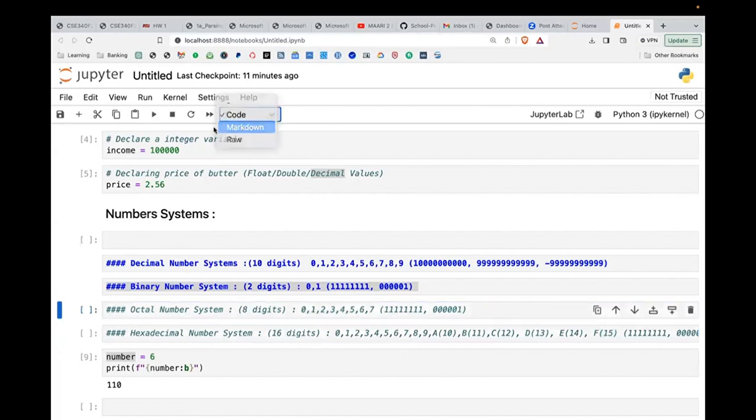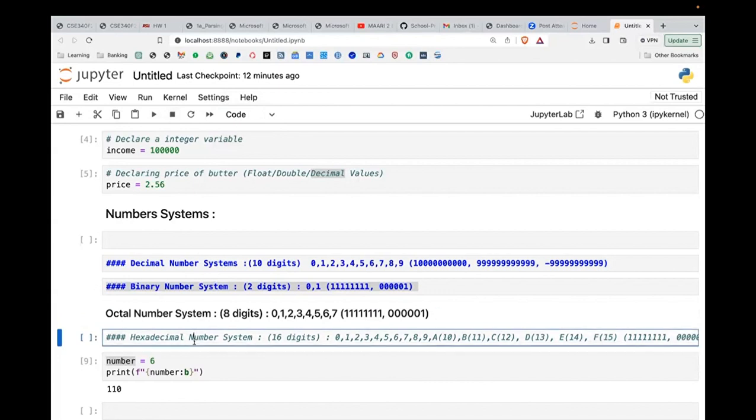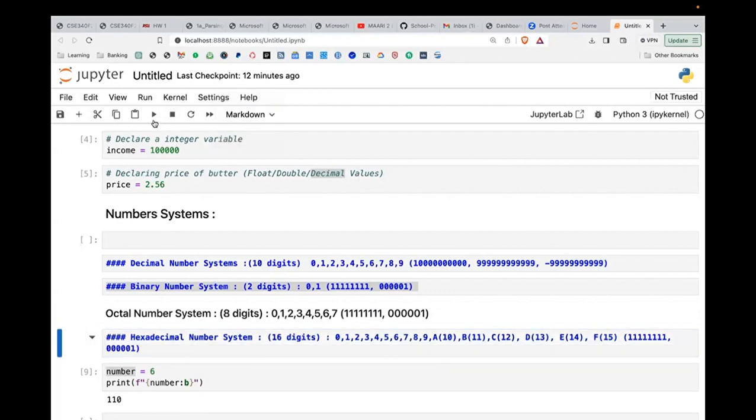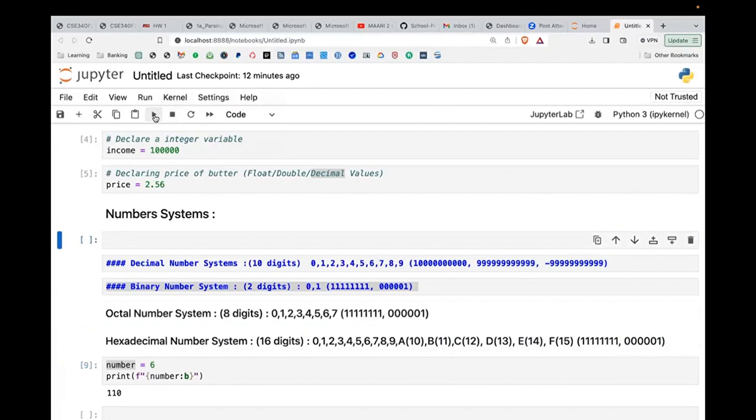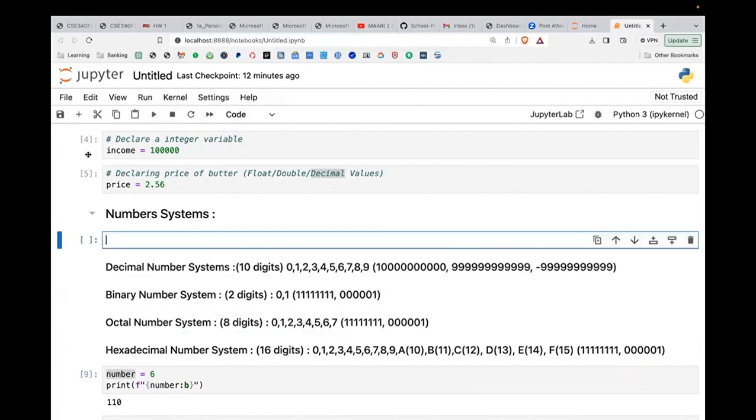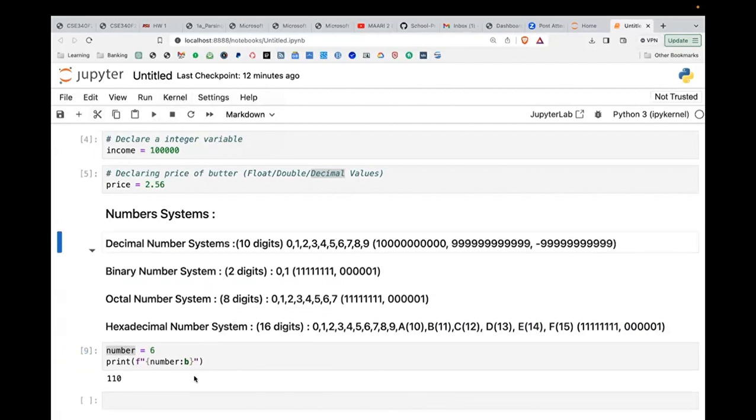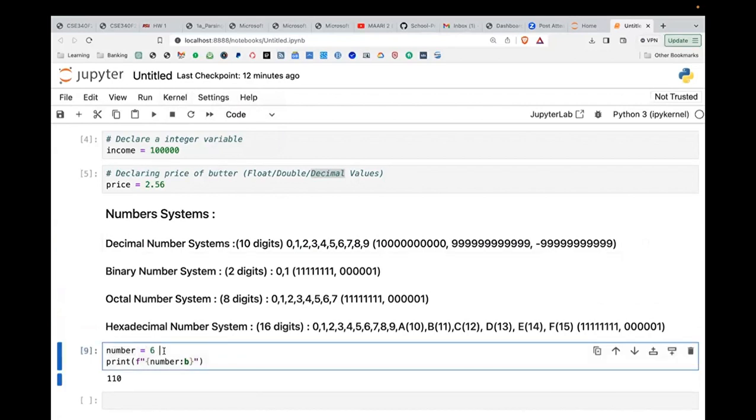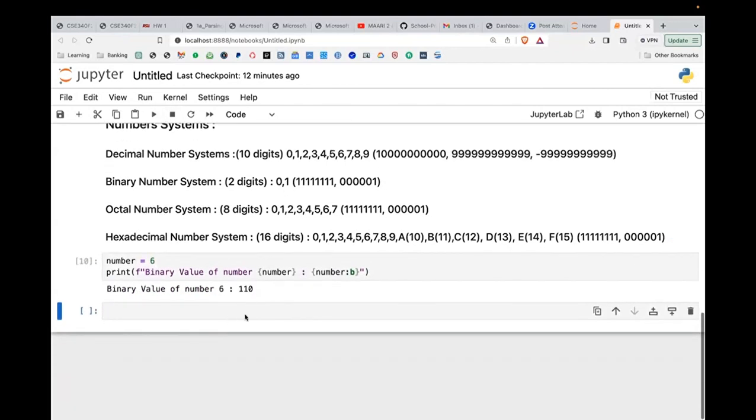So these are the number systems. How will we represent them? I take the number 6, and I am printing it as a binary value. What was your number? 6. So you can see right now, the binary value of 6 is 110.